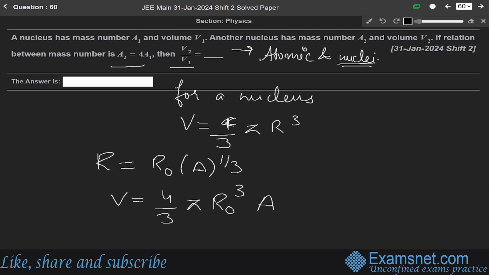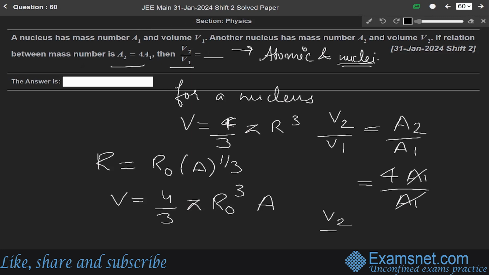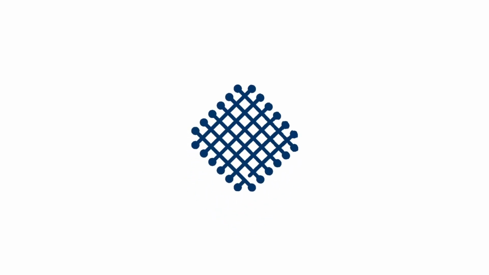So the ratio V2 over V1: this 4 by 3 pi cancels out, r naught cube cancels out, so we get A2 over A1. And A2 is 4A1, so 4A1 over A1, this A1 cancels. So we get V2 over V1 equal to 4. This is our final answer.